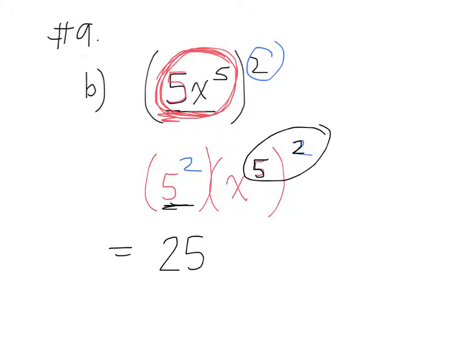What do you do when you have a power of a power? Multiply the exponents. 5 times 2 is 10, that's the answer. A lot of people make a mistake here. They forget to do this part. It's everything to the power of 2. Let's do one more example.